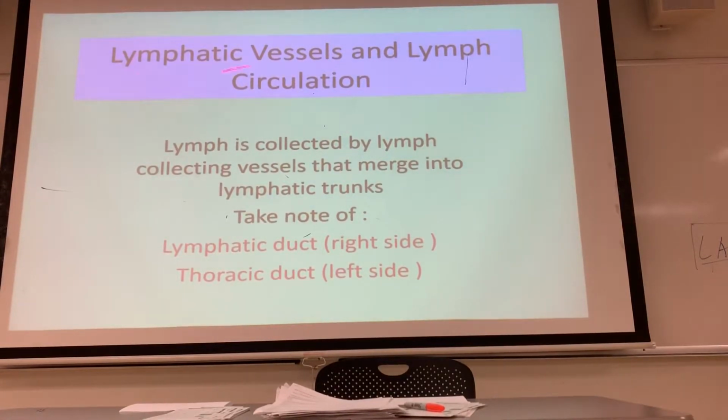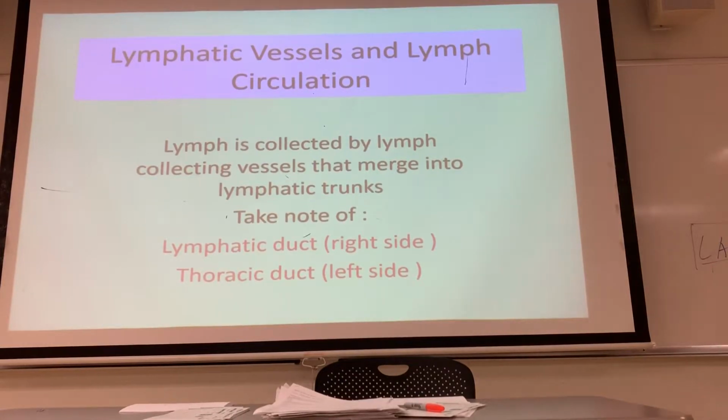Okay, so lymphatic vessels and circulation. We have many types of trunks, just like what we studied: the marginal artery, the aorta, the pulmonary artery. So we also have some branches of lymphatic vessels. It has two very important trunks, okay?